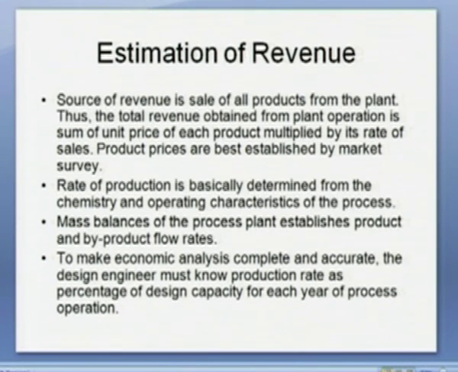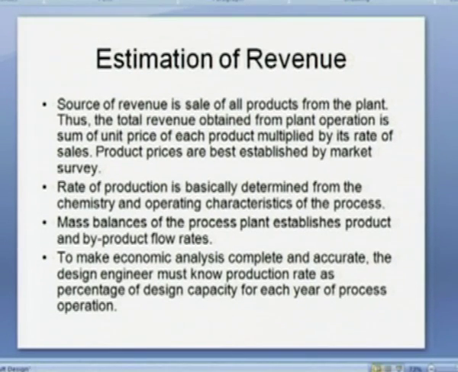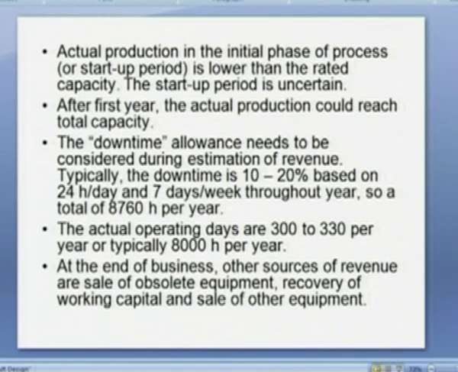Then the rate of production is basically determined from the chemistry and operating characteristics of the process. Mass balances of the process plant establish product and byproduct flow rates. To make an economic analysis which is complete and accurate, the design engineer must know the production rate as a percentage of design capacity for each year of process operation. It may not happen that the process will function at its maximum capacity, so that ratio is important.